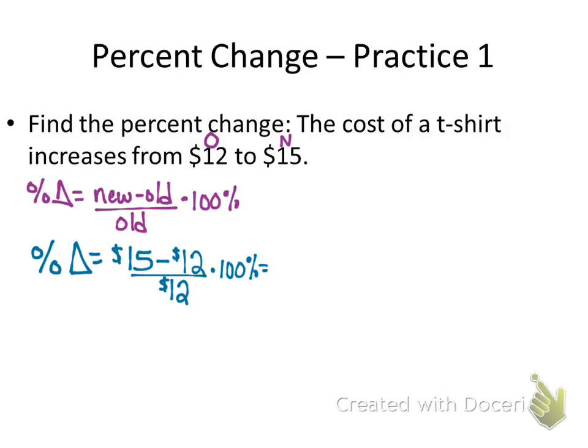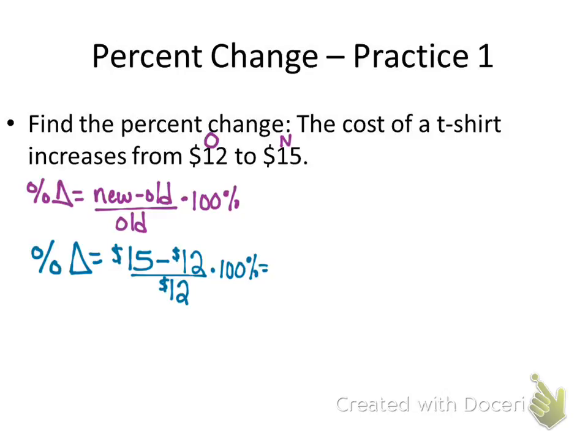Almost 100% right. The only thing that you have to do differently with these calculators, when you hit 15 minus 12, hit the equal sign before you hit the division sign. If you do not do this, you will get the incorrect answer. So when you go to solve, you have to hit 15 minus 12 equals, then you can hit divided by 12 times 100. And what do you get?